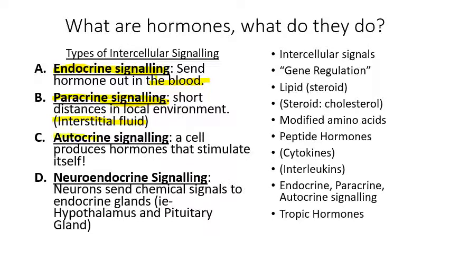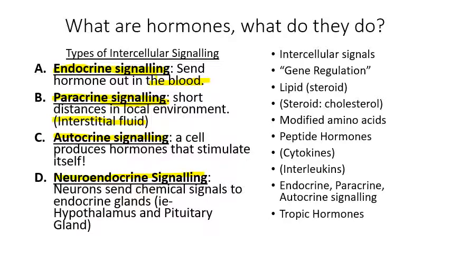Finally, autocrine signaling is where a cell produces a hormone that stimulates itself, and it's able to do this because the cell actually has a receptor on its surface that is designed to receive the signal that the cell itself is producing. So that is one way for a cell to control what it does. It's kind of an inefficient way to control what it does, but nevertheless, there are some cells that actually do that.